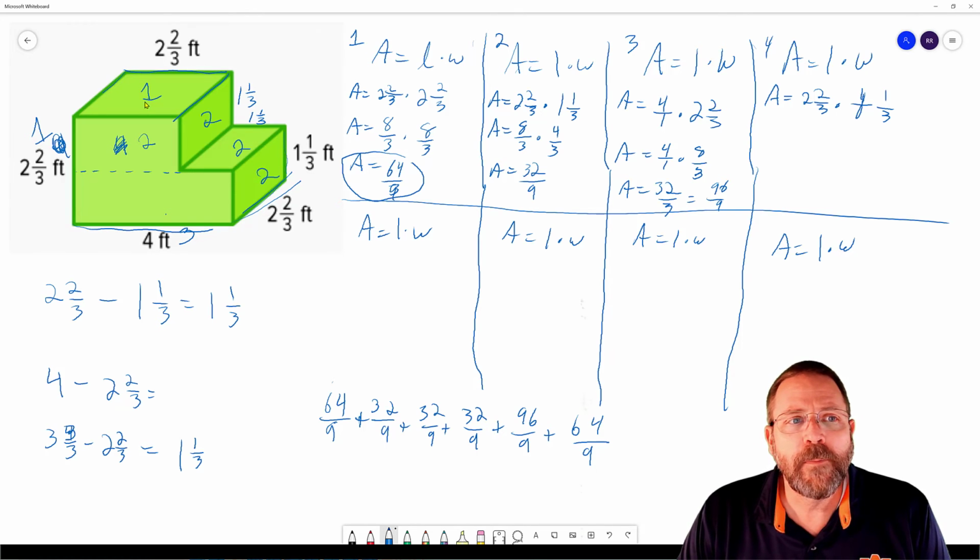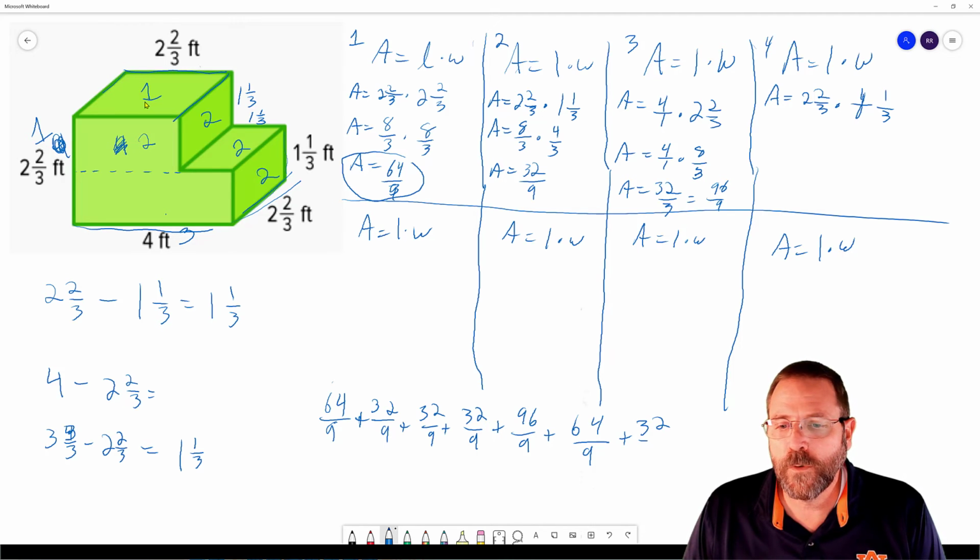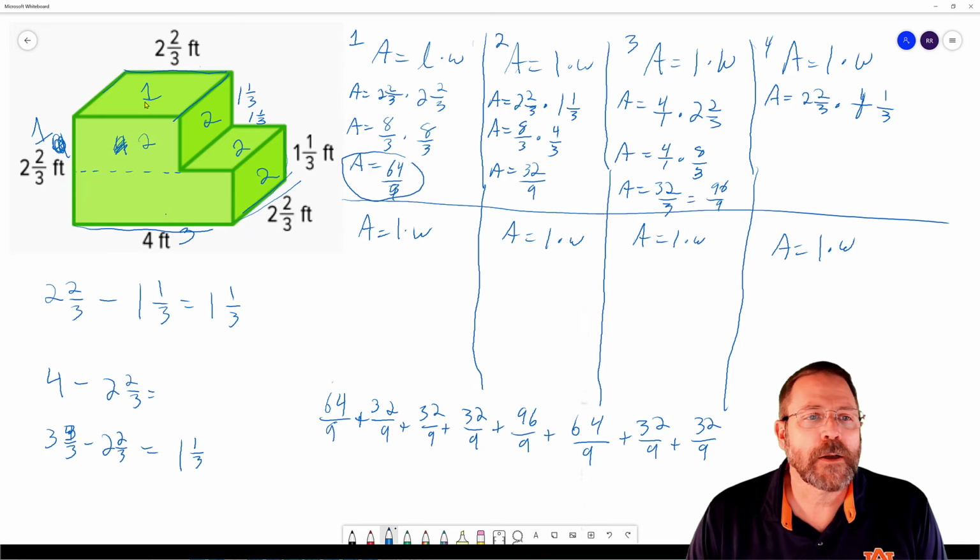Now I need to keep in mind that that also has a twin on the back. So I'm going to add 2 more of those, 32/9 plus 32/9. And now I have 1 more rectangle here, which we'll just call rectangle 5.